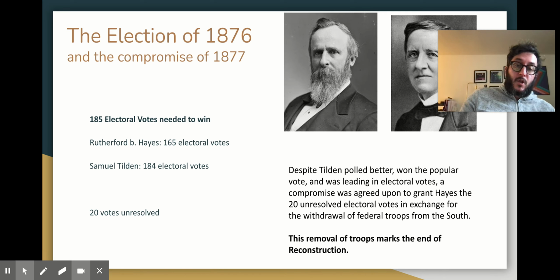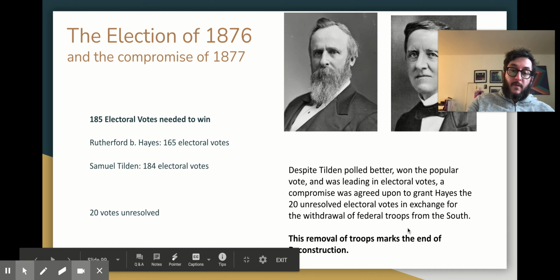A compromise is agreed on. The compromise is going to give the presidency to Hayes. This guy here with the beard is Hayes. He'll get all 20 of the unresolved electoral votes in exchange for the withdrawal of federal troops from the South. As I mentioned, it's this removal that we use as sort of the end of Reconstruction.